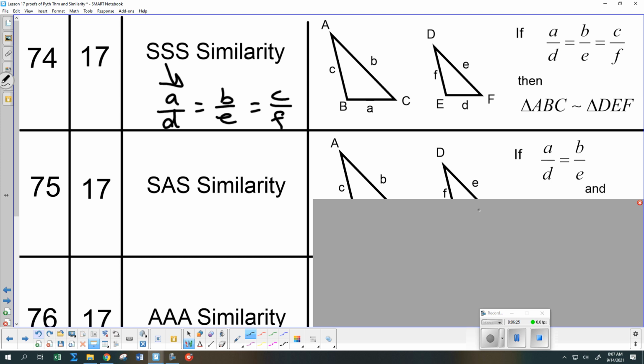All you need to write in your proof is SSS, because on the side where you're doing your statement, you'll have the similar symbol and not the congruent symbol. Just a single little swiggle means similar.